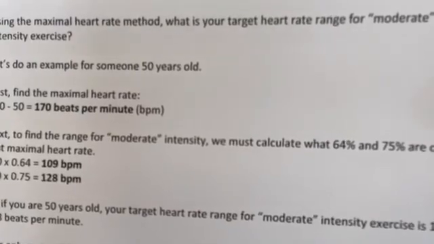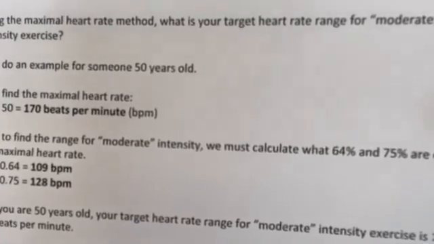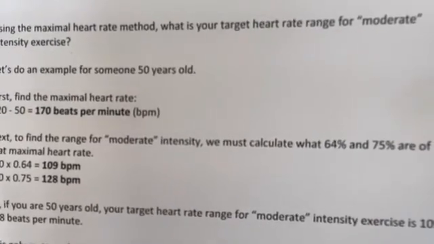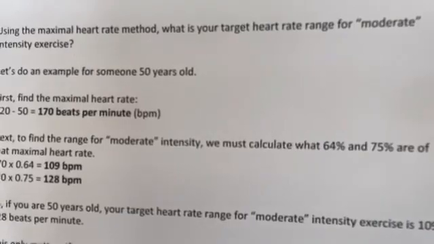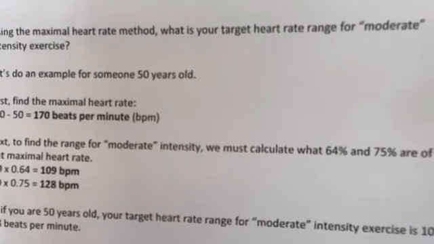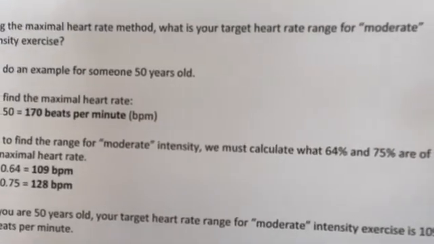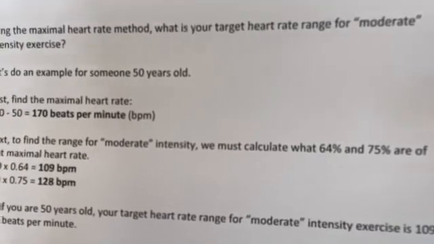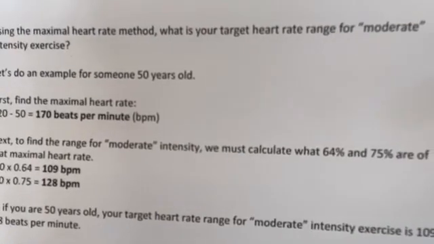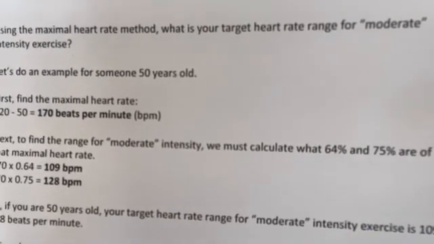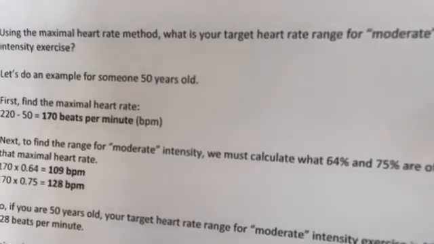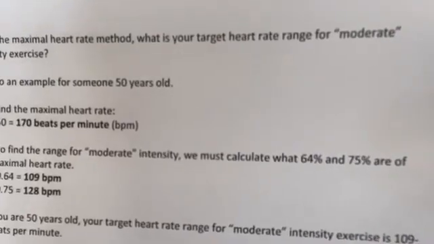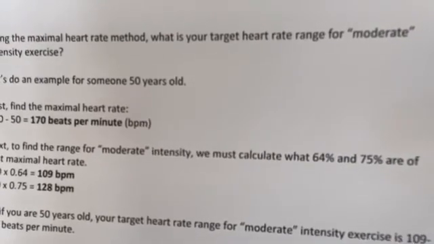You can do this calculation along with me with your own age, by the way, if you wanted to. I hope you can read this okay. So we have to find 64% first. You take your maximal heart rate, which for a 50-year-old would be 170, and then you multiply it by the decimal form of a percent. So for 64%, it is 0.64. We multiply that and we get about 109 beats per minute. That would be the low end of your moderate intensity exercise.